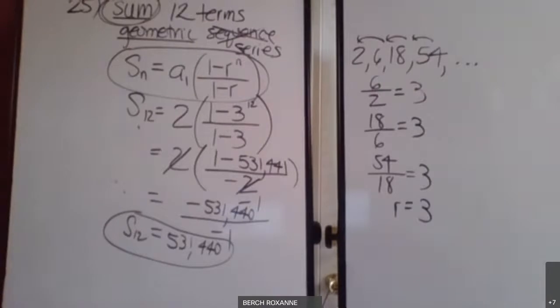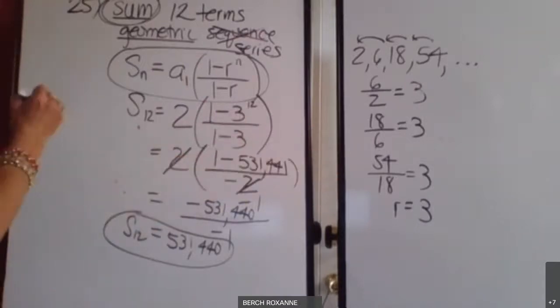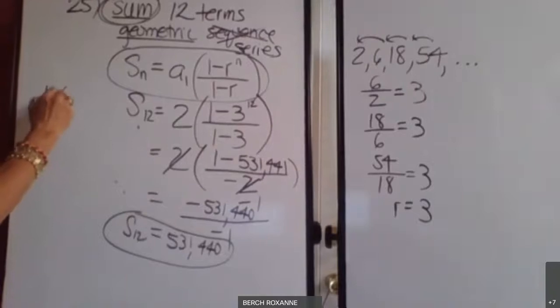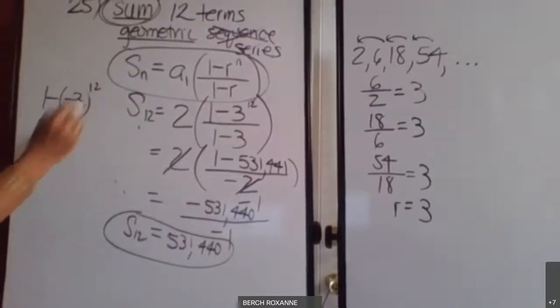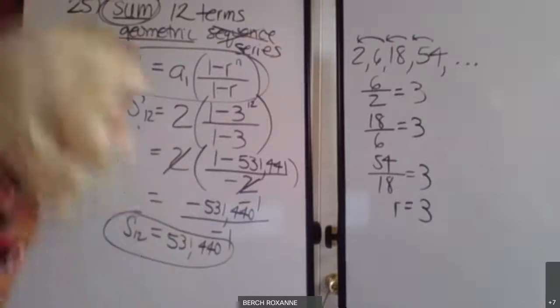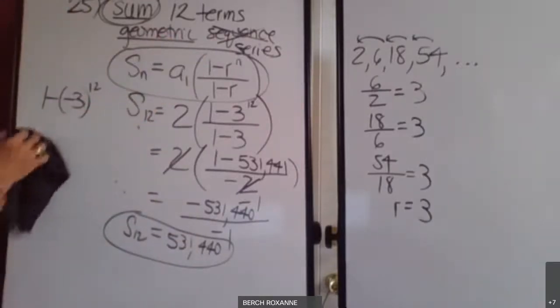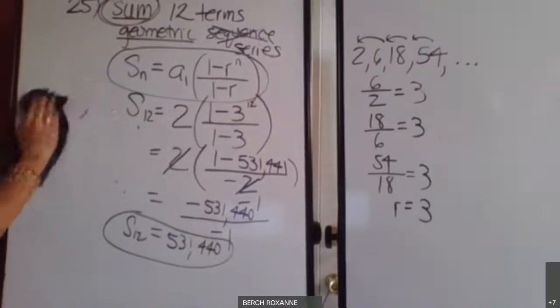Now, you really have to know what you're doing with the negatives. So this negative is not part of the power. So if r was -3, it would be 1 minus a -3 to the 12th power, but that negative right there is not affected by the power. And we've talked about this a lot. So that negative is not part of the power, so do not include it in the power.